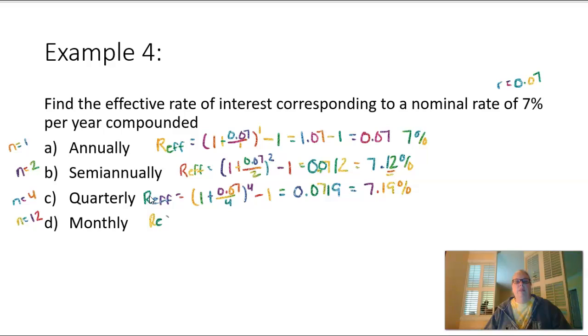And then let's do this for monthly. 1 plus 0.07 divided by 12 to the 12th power. And this is giving me 0.723, or 7.23%. So we've gone up even less going from quarterly to monthly, but again, it's still increasing, and that's because of those extra times that we're earning interest on the interest that we've already earned.